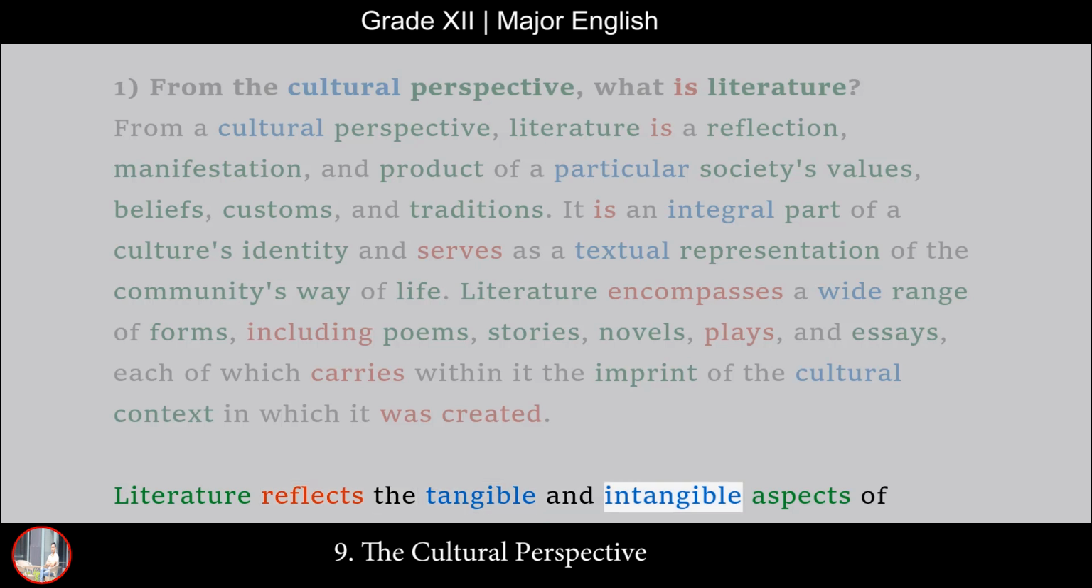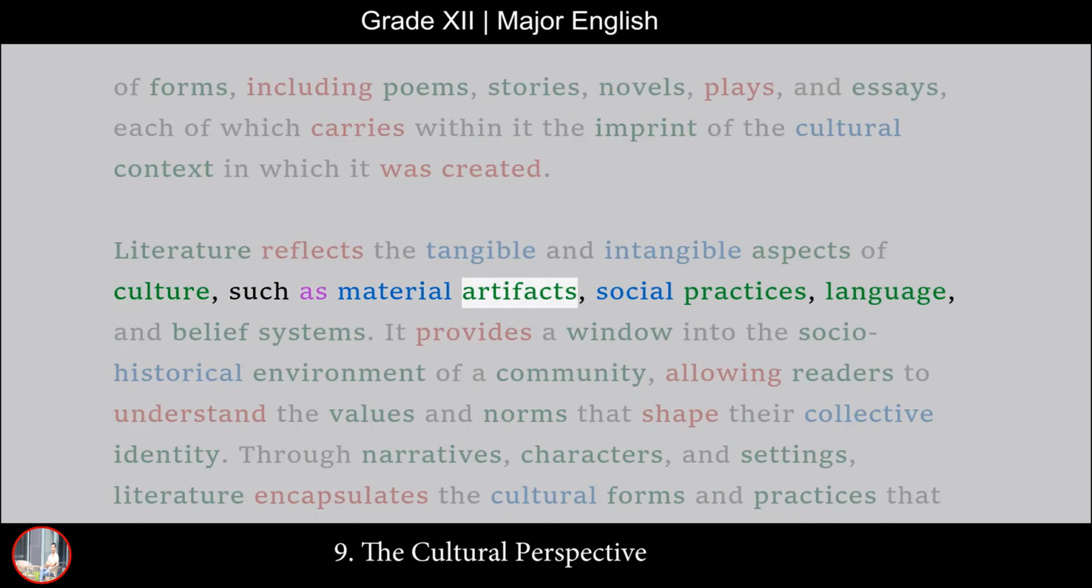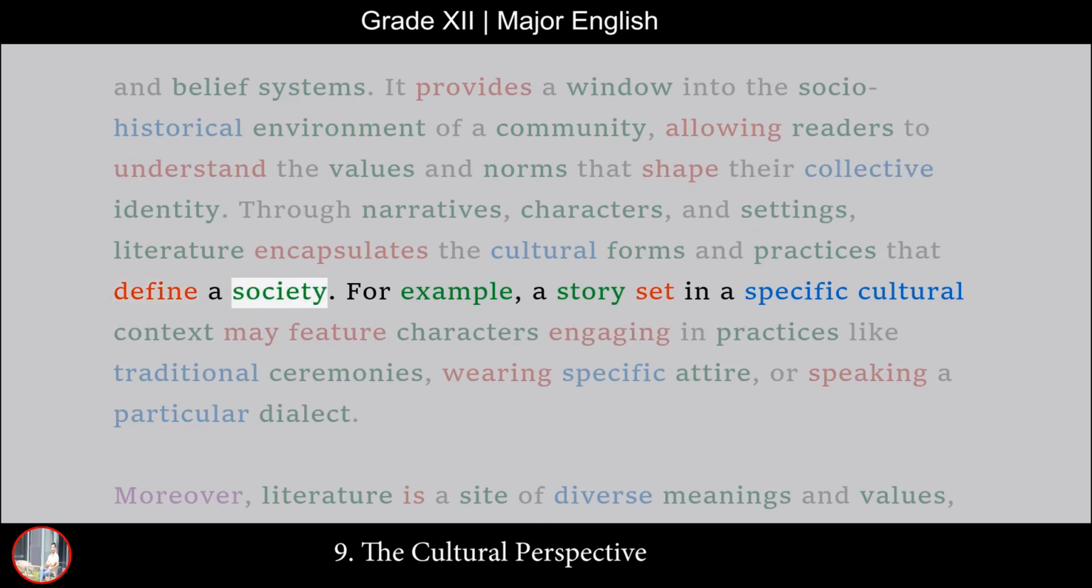Literature reflects the tangible and intangible aspects of culture, such as material artifacts, social practices, language, and belief systems. It provides a window into the socio-historical environment of a community, allowing readers to understand the values and norms that shape their collective identity. Through narratives, characters, and settings, literature encapsulates the cultural forms and practices that define a society. For example, a story set in a specific cultural context may feature characters engaging in practices like traditional ceremonies, wearing specific attire, or speaking a particular dialect.